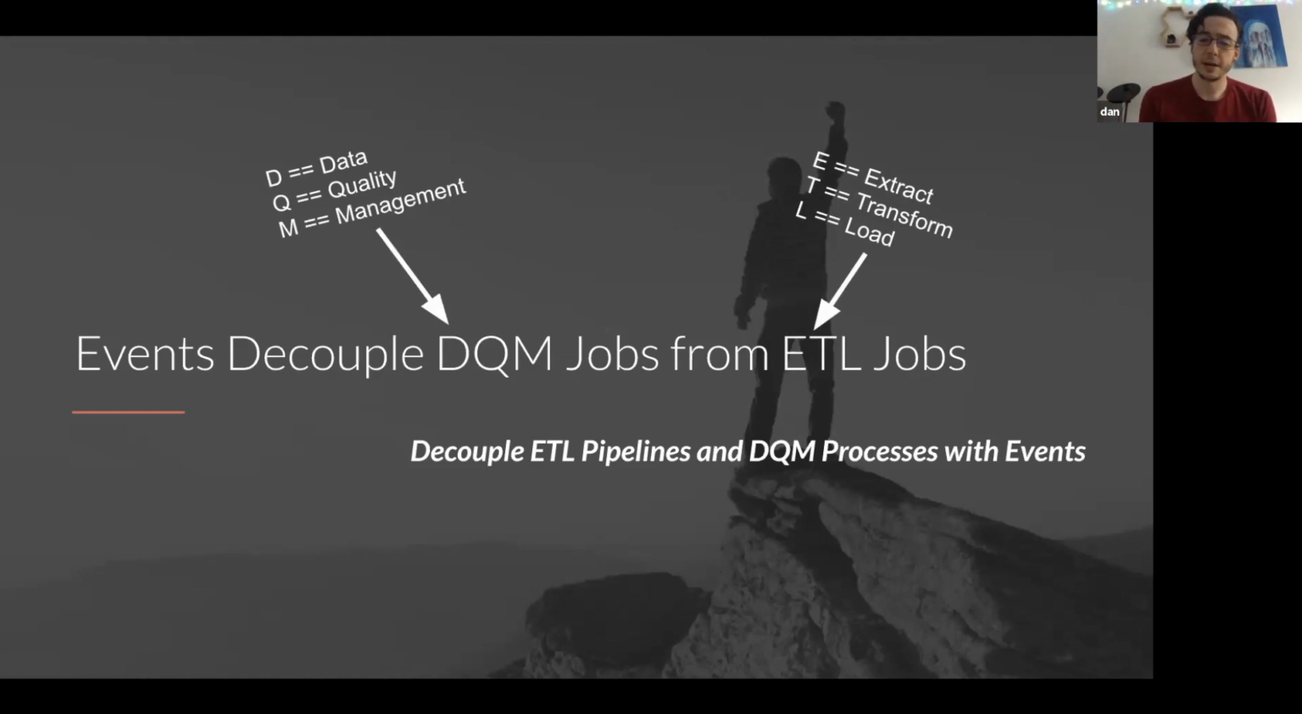ETL jobs are common in places where you're trying to move data from location A to location B, and DQM jobs are common when you're trying to make sure that your ETL jobs performed the way you expected them and designed them to perform. It's like a test or a verification.